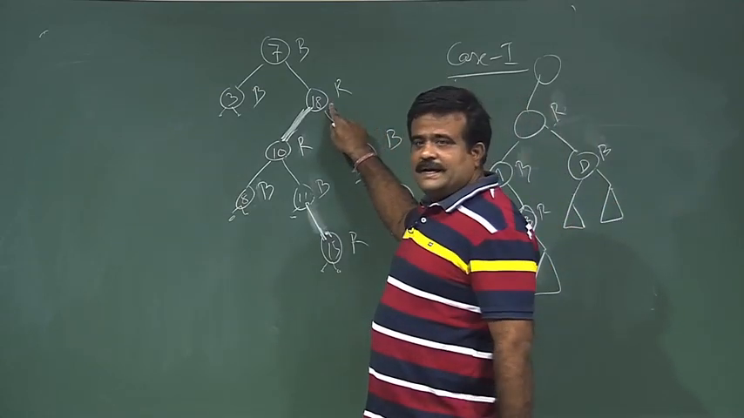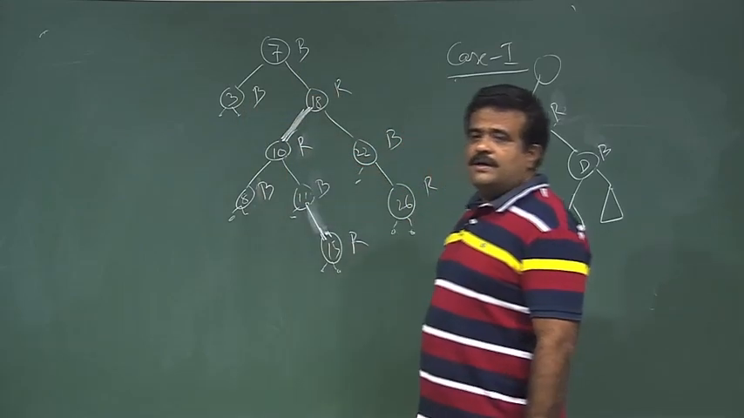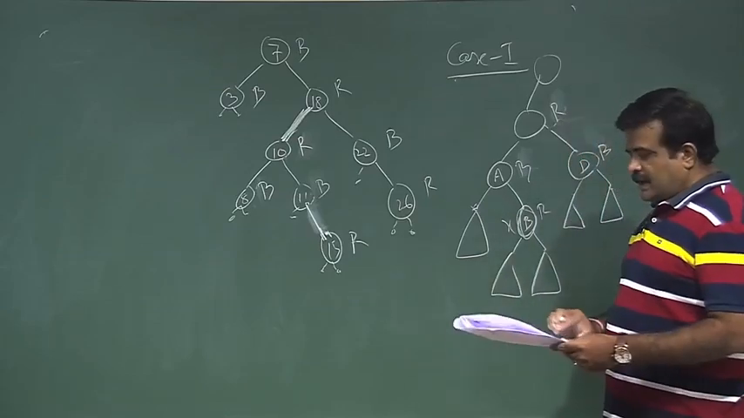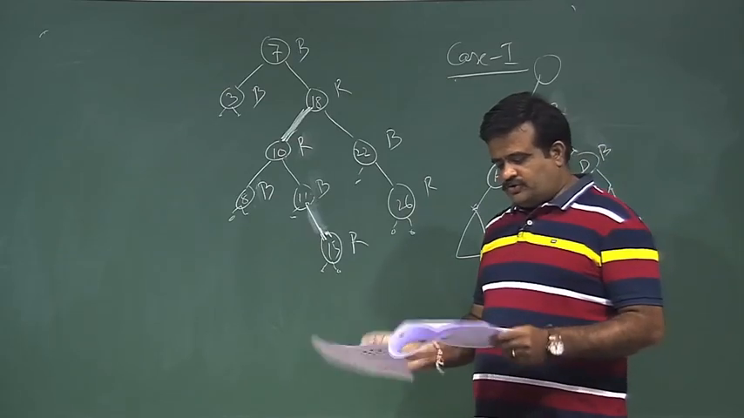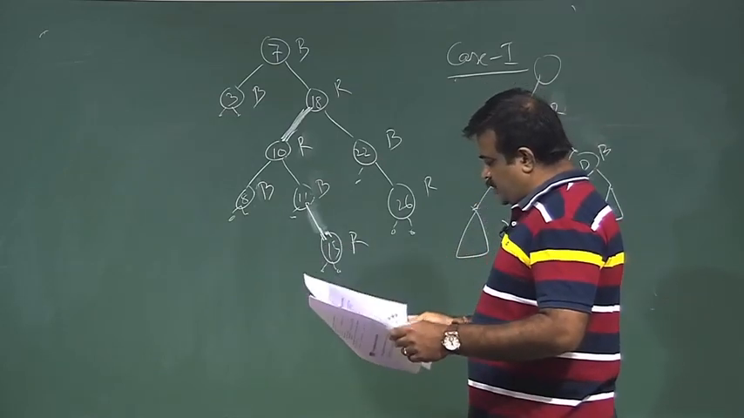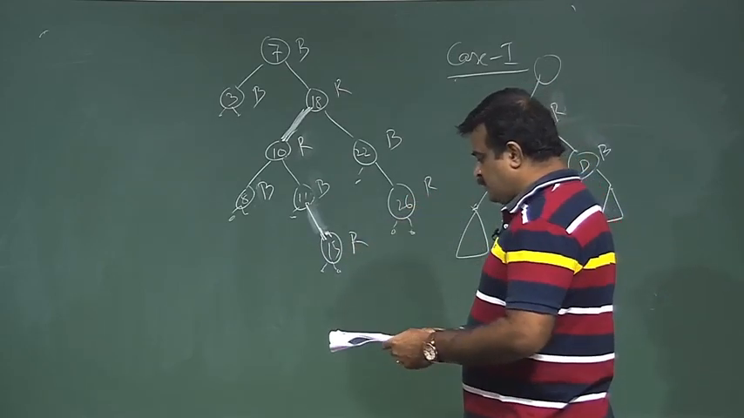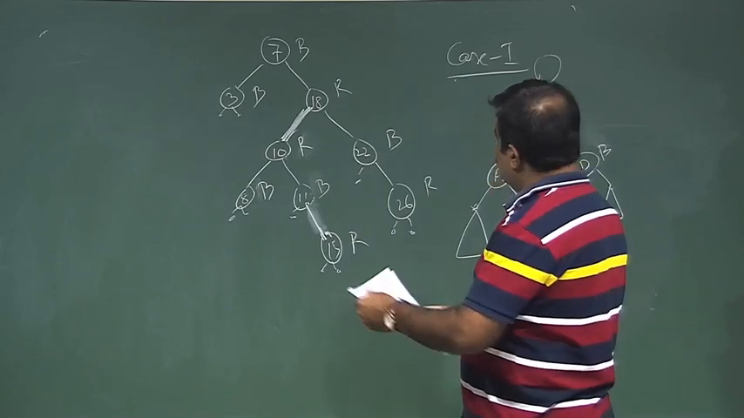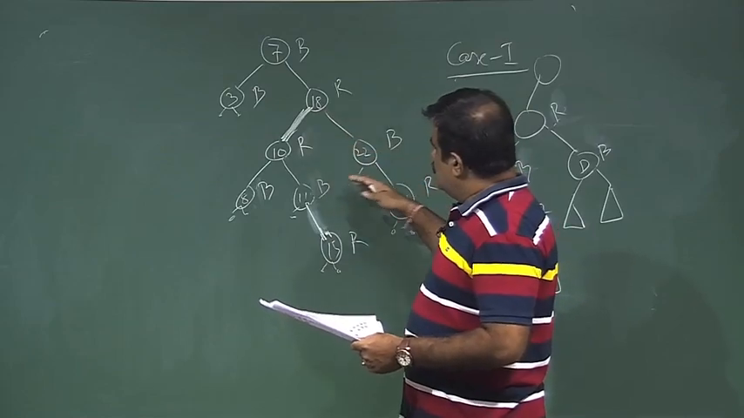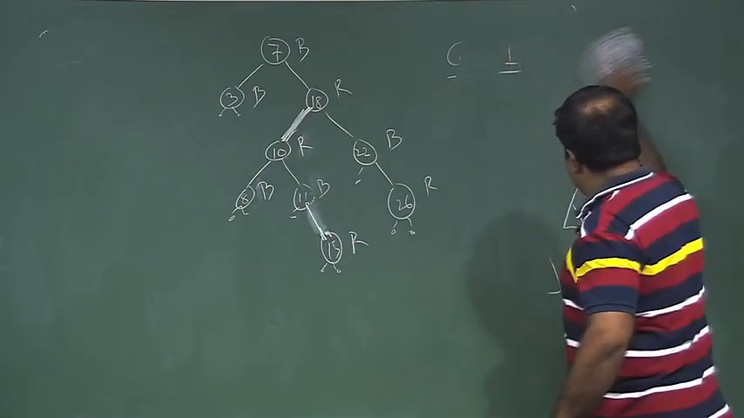So, here the parent is red, grandparent is black, but the auntie or uncle is not red, auntie or uncle is a different color, black. So, this is not case 1. So, we have to perform case 2. Case 2 means we need to perform the rotation operation. So, we want to make this up and 18 down. So, this is the right rotate on A. So, this is case 2.